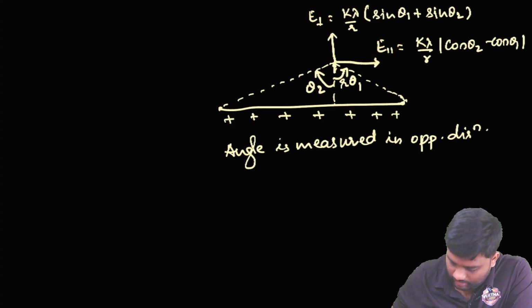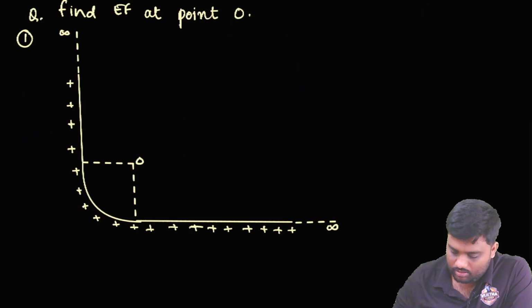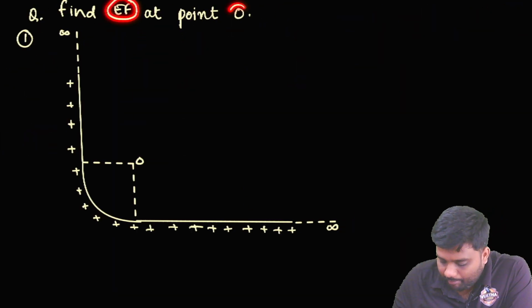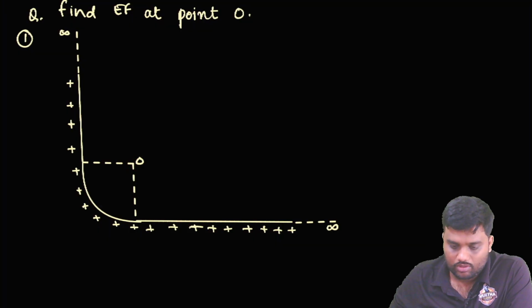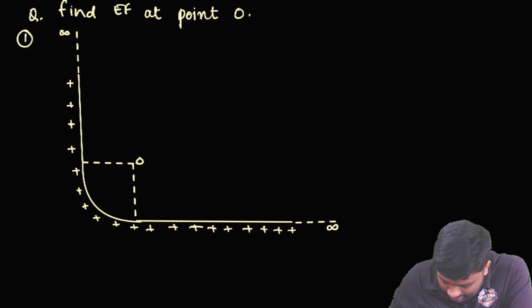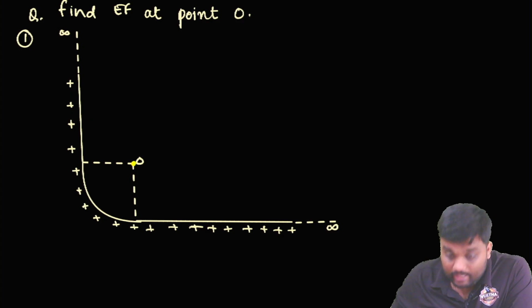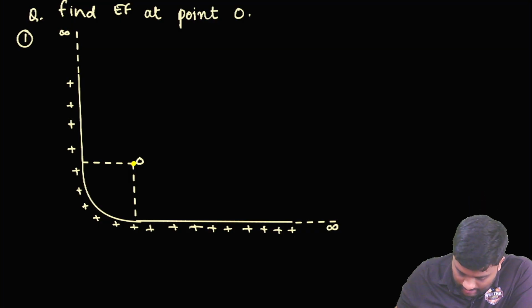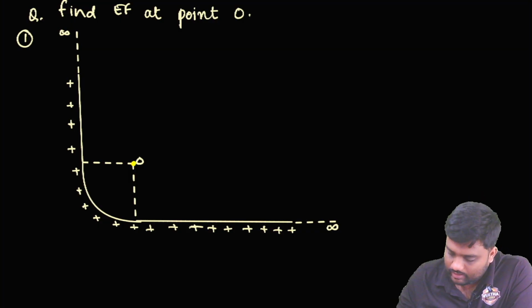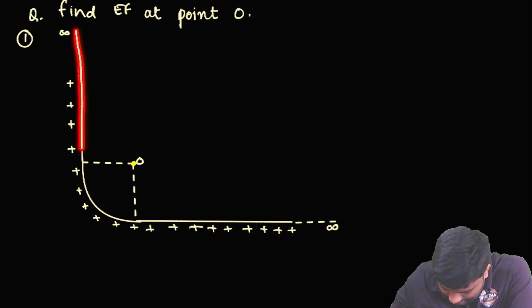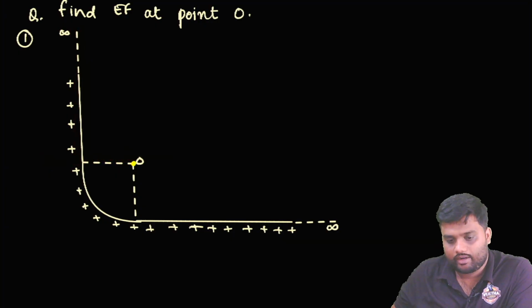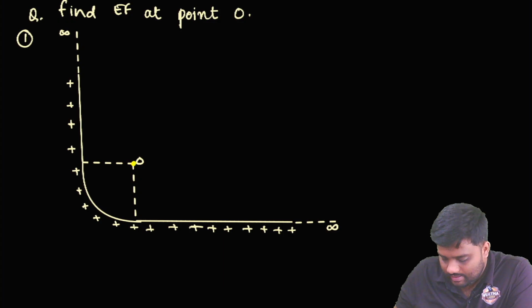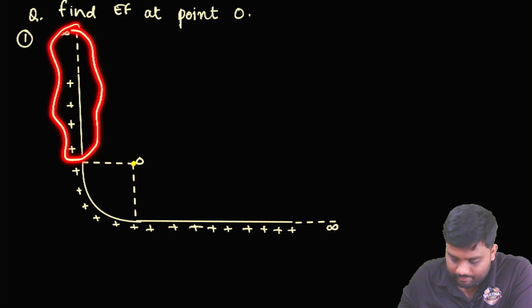Now come here. Find the electric field at point O. You have to find the electric field at this point O. If I consider a wire from here to here, it looks like a semi-infinite wire.